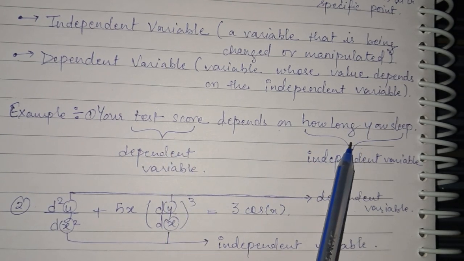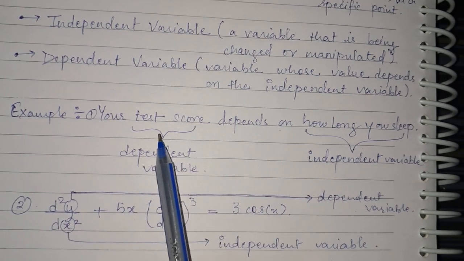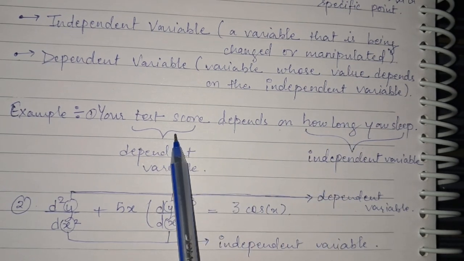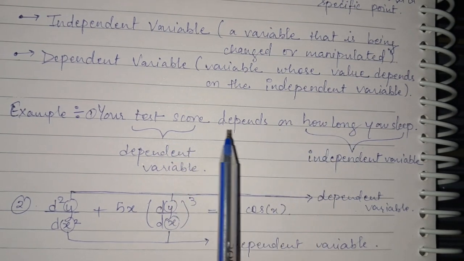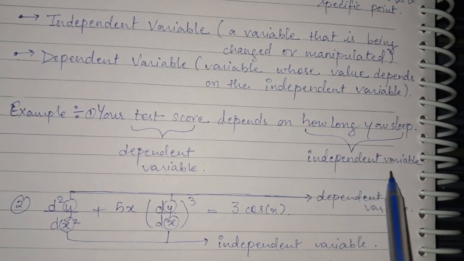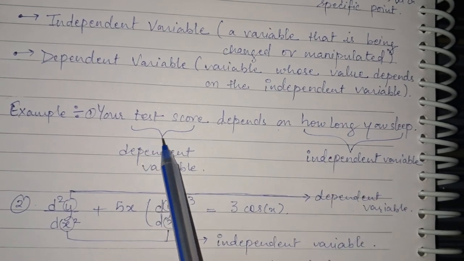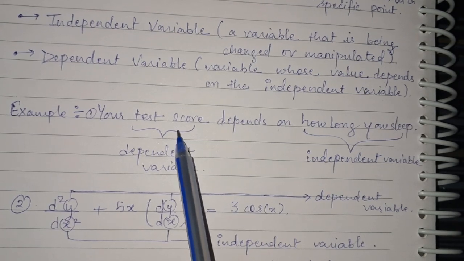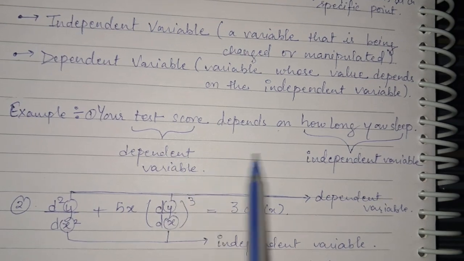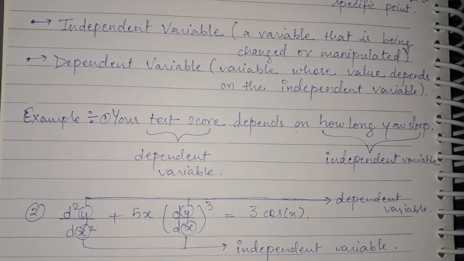It will depend on how long you sleep. Your sleeping hours will affect the test score, but you cannot directly change your test score. You can change your sleeping hours and then your test score will automatically change. So here you can change this, which means this will be your independent variable, and according to it, your test score will automatically change. That means it is a dependent variable. It is depending on the independent variable. Let's see a few more examples.